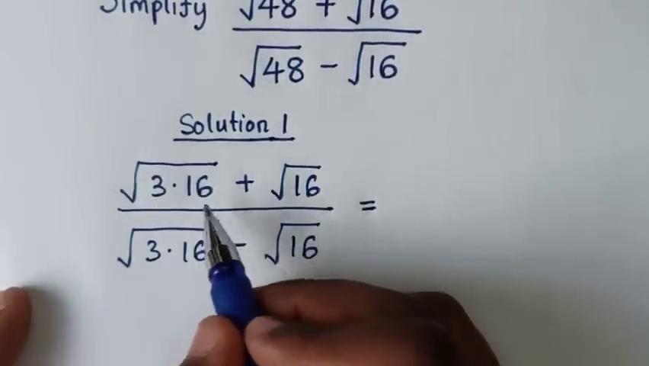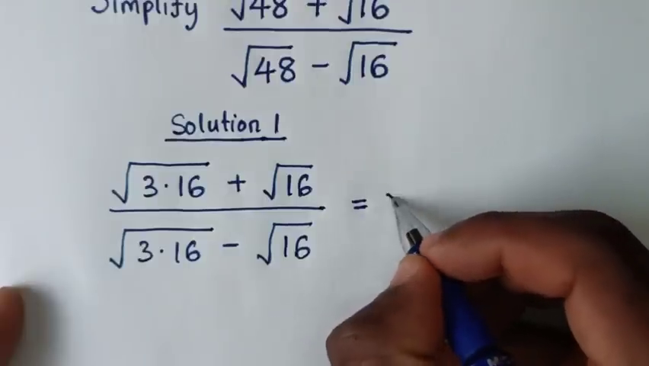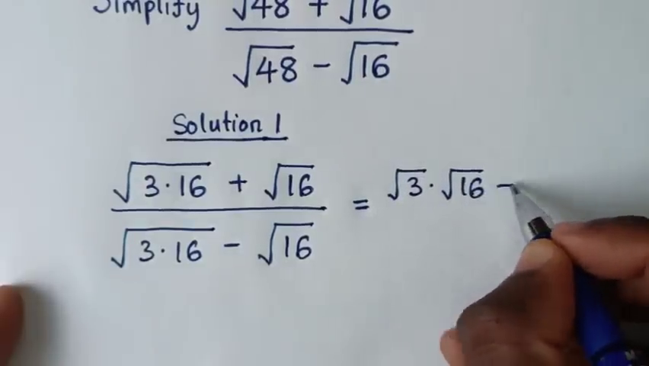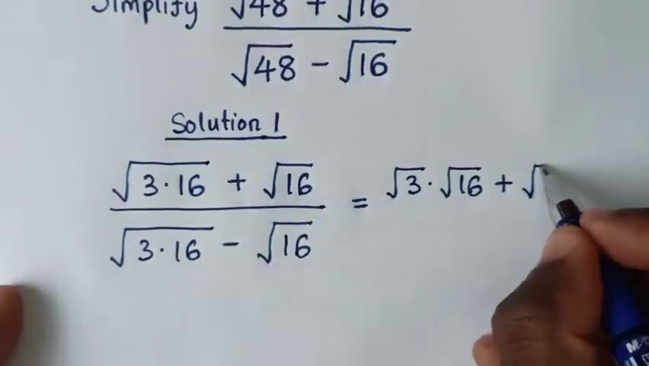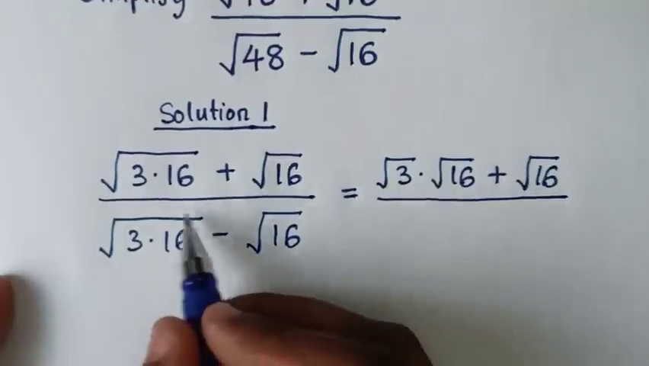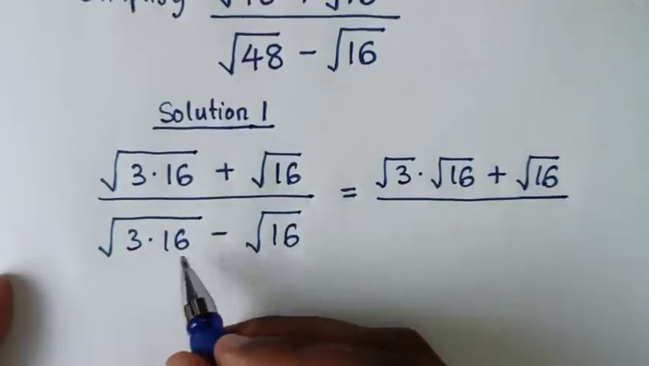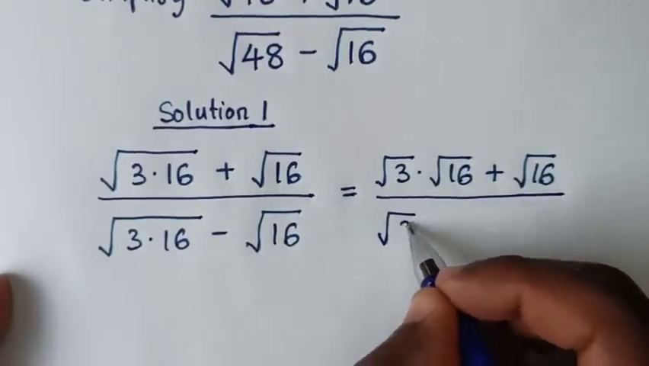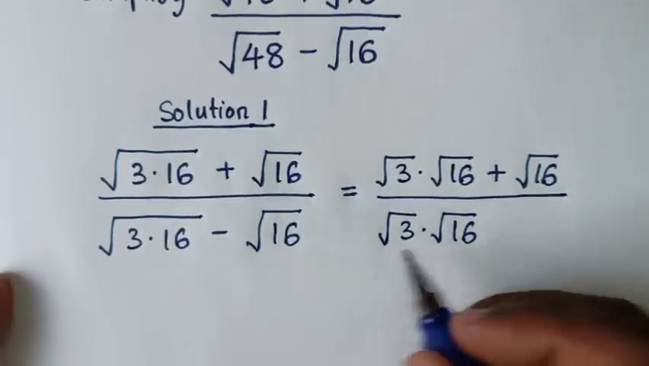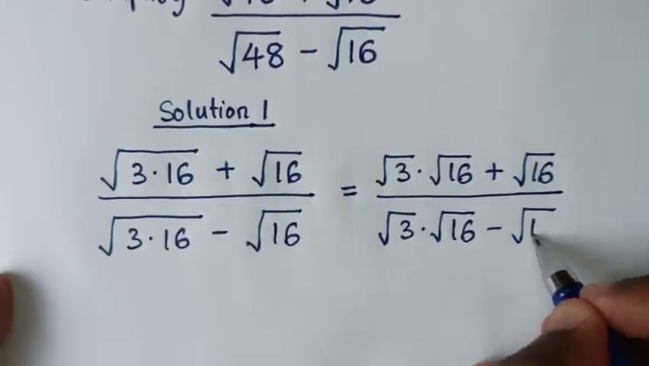Square root of 3 times 16 is the same as square root of 3 times square root of 16, then plus this square root of 16, then over, we separate this. Square root of 3 times 16, it is square root of 3 times square root of 16, then minus square root of 16.